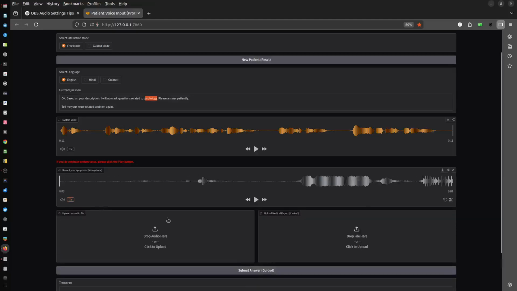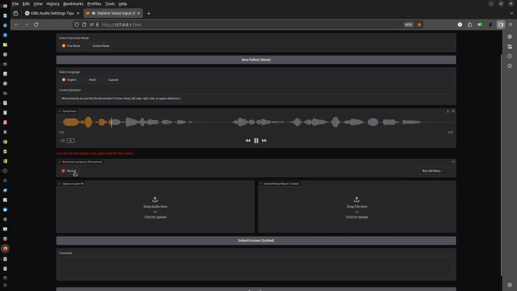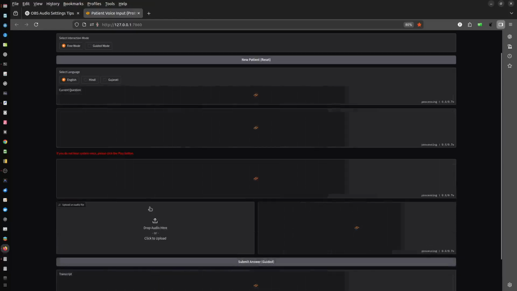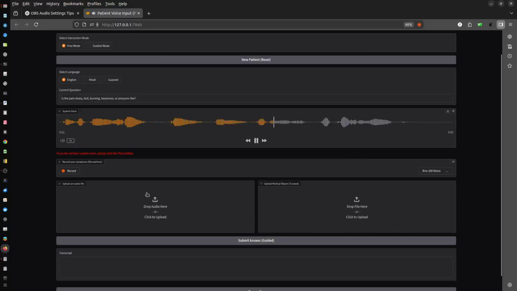So, chest pain. Where exactly do you feel the discomfort? Center chest, left side, right side, or upper abdomen? Now, these are questions related to cardiology. So, I am saying left side. Is the pain sharp, dull, burning, heaviness, or pressure-like? So, the nature of pain is asked. Sharp.